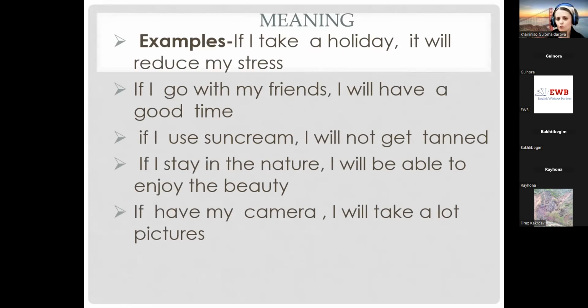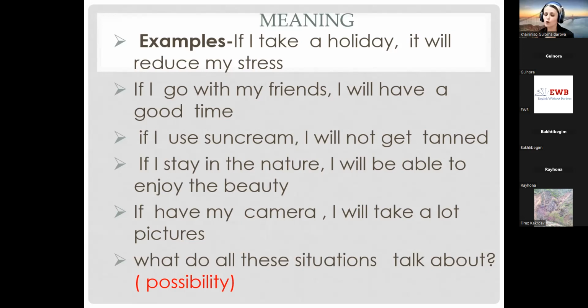Okay. So what do you think? What do all these sentences talk about? All these situations, all these statements, what do they talk about? Yes, thank you for your answers. All of them are talking about something possible to happen in the future, or all of these situations are talking about possibilities. Okay.